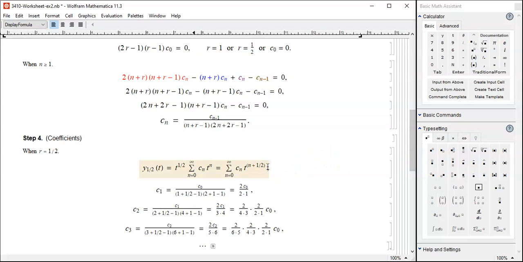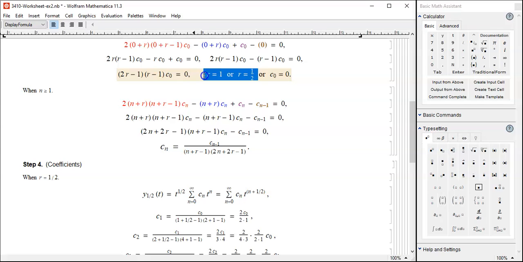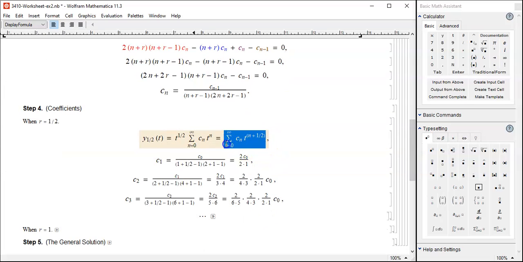Okay, this is a power series expansion with the Frobenius factor t to the r power. And let's see, r is equal to 1 or 1/2, but I decided to do the 1/2 case first. So pass it on, what do you get? You get c_n t to the n plus 1/2 power. So that is the final form of this answer. And let's find out the first several coefficients. Hopefully we can find a pattern.